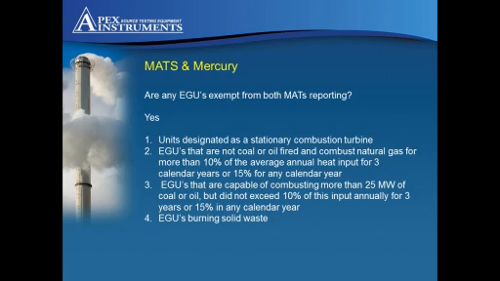The first is units designated as a stationary combustion turbine, electric generating units that are not coal or oil fired and combust natural gas for more than 10% of the average annual heat input for 3 calendar years, or 15% for any 1 calendar year. EGUs that are capable of combusting more than 25 megawatts of coal or oil but did not exceed 10% of this input annually for 3 years, or again 15% in any 1 calendar year. And finally, EGUs burning solid waste.